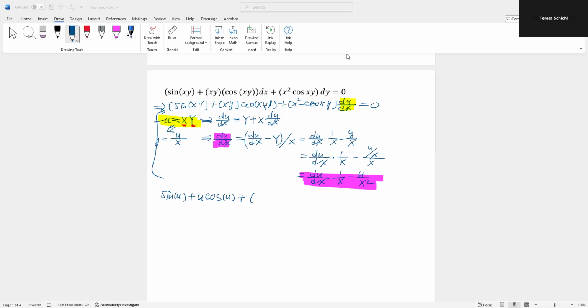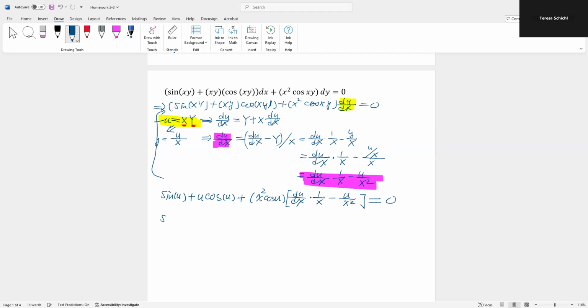All right, so here I made this silly mistake. This is x times cosine y, so I put a negative sign there. So this is x squared cosine u, right? xy is u, dy is replaced with du dx times 1 over x minus u, over x squared. Then the whole thing here is equal to 0.